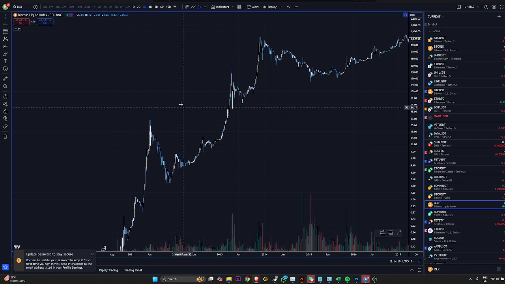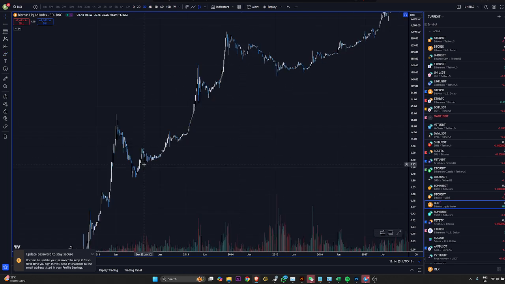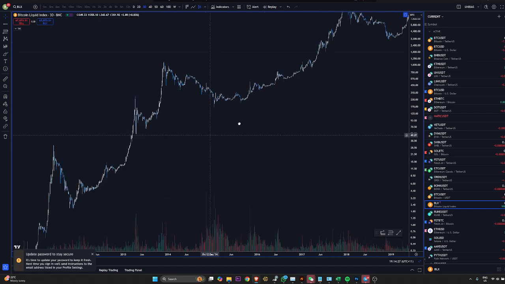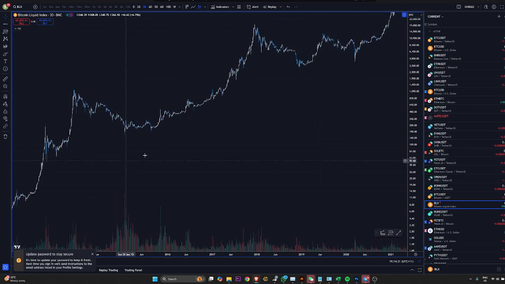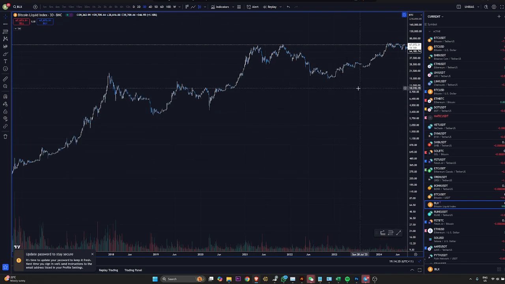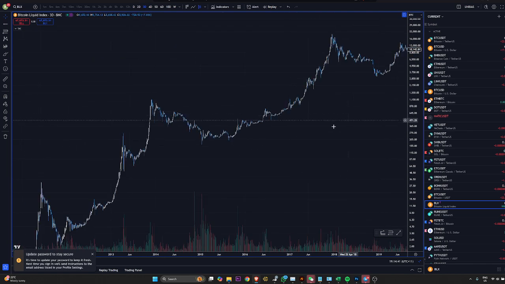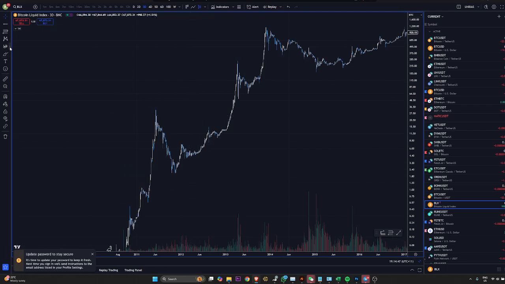What you're looking for is the impulse wave that starts the bullish momentum of the market. And I will show you with all the examples here, and there are a little bit different ways of doing this in terms of identifying the impulse wave, because not all patterns are made equal. So first example would be the 2012 Bitcoin bull market.